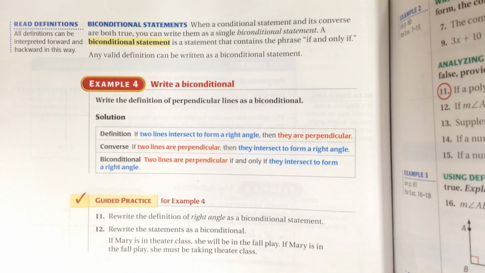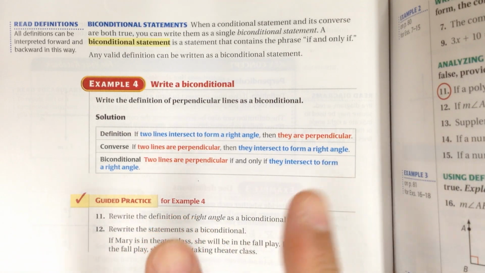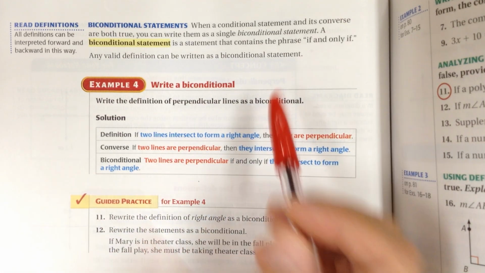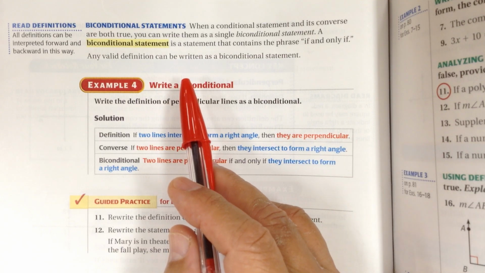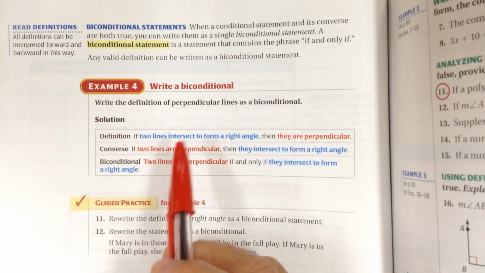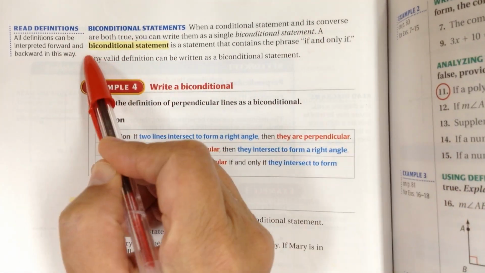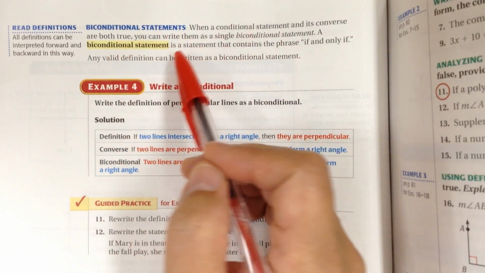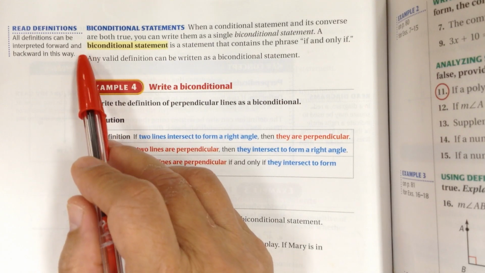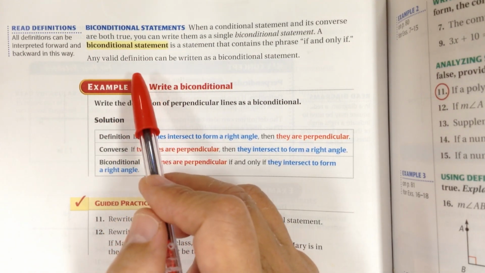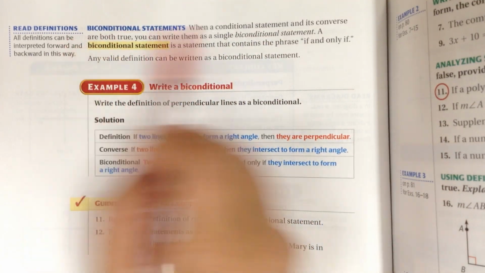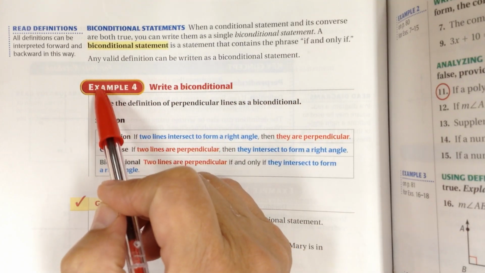So with a conditional statement, if you go backward, it's like a converse, right? If you switch the if and then, it may become false. Whereas a biconditional statement is almost like a two-way street. You can go this way, you can go this way, and each one stays on its own side. There will be no problem. The bi means two, right? So think of it as a street with two directions. You can go to the right, you can go to the left without any problems.